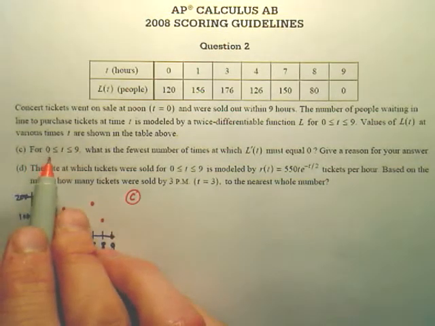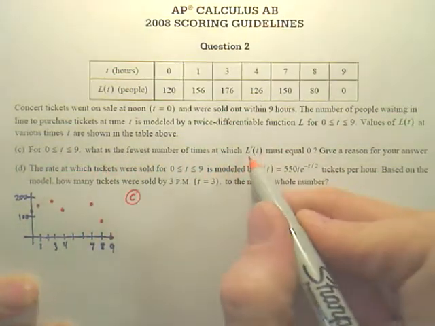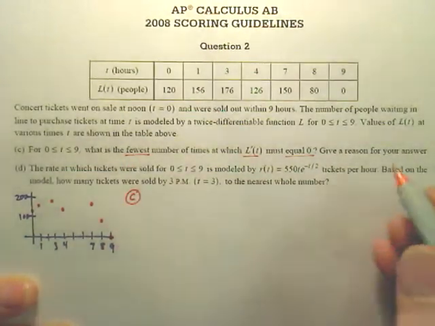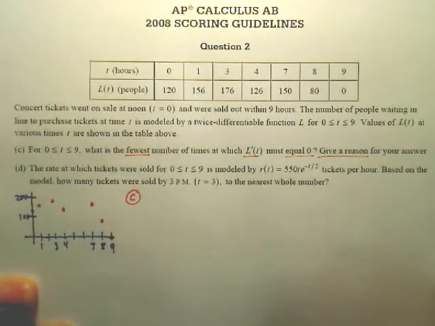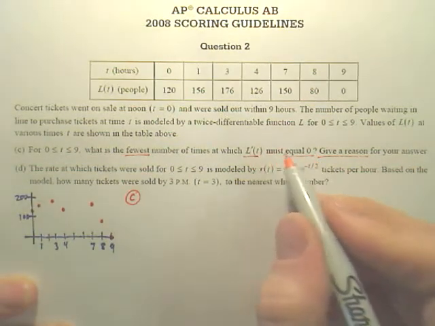For time 0 to 9, what is the fewest number of times the derivative must equal 0? The fewest is huge. Give reasons for your answer. Now, derivative equals 0 means the slope is 0.